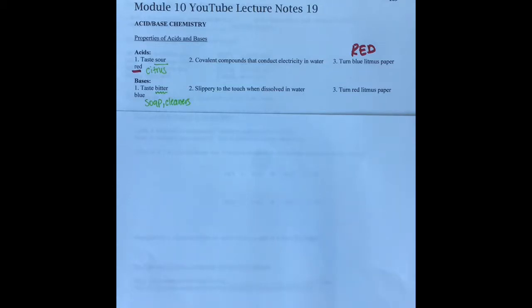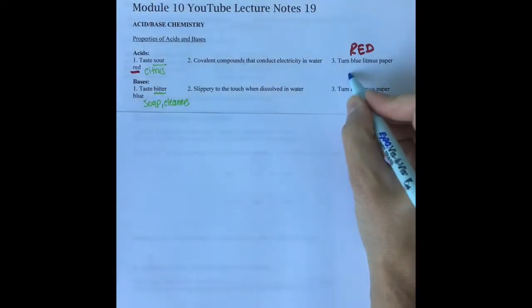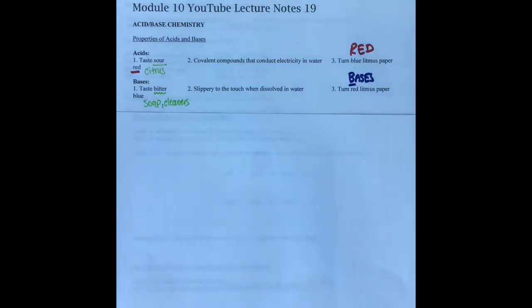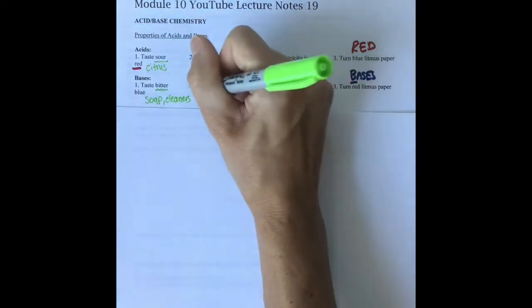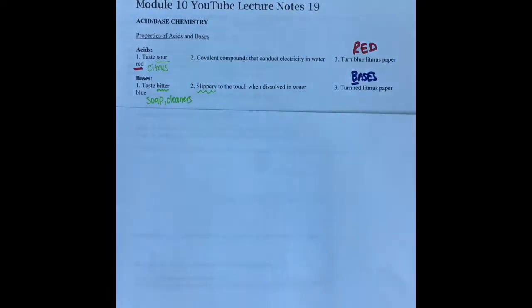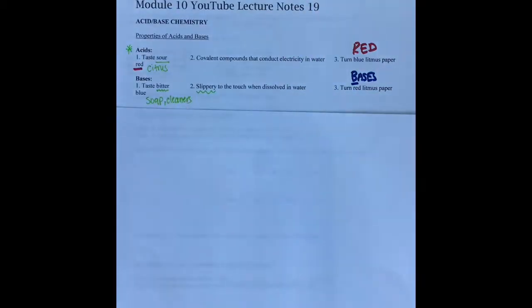And then the opposite would be true for bases. If you have a red piece of litmus paper and it turns blue, I remember bases, blue for bases. They both start with B. And then also for bases, note that they tend to be slippery to the touch, and that holds true with our soaps and cleaners as well. So these properties are just things that you should know about acids and bases.